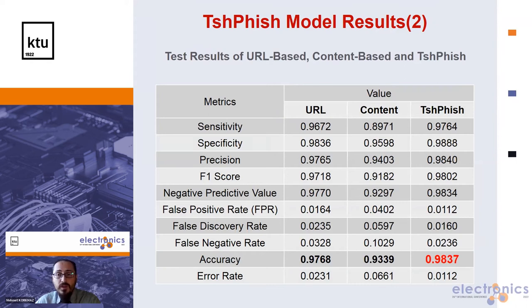In the Phishing model, FPR has been reduced by about 30%. Additionally, there is a considerable decrease in the error rate of the proposed model, about 50%.